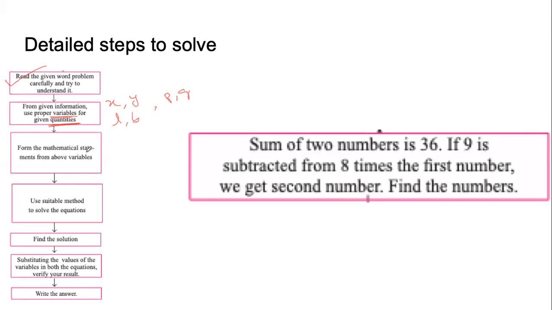Third, form the mathematical statements from above variables. Yes, now using the verbs, you combine the variables to form the equations. That is what we did now in the last two activities. Once we have done it, we have to solve them using any method that we want to. When we solve them, we will get the solution. Get the solution means if our variables are X and Y, in the solution we will get what is X, how much is X, and how much is Y.